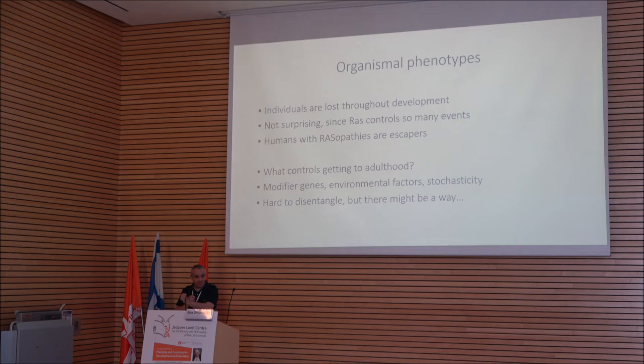Okay? Now, this is the part that is most interesting. None of this is published, so you're the first audience to learn about it. We have some individuals that make it through development. We have those who do not make it through development. What is different between them? This is not a surprising observation. This is known to any undergraduate student of development. There are concepts of incomplete penetrance and expressivity. Okay? And this is usually explained by genetic modifiers.